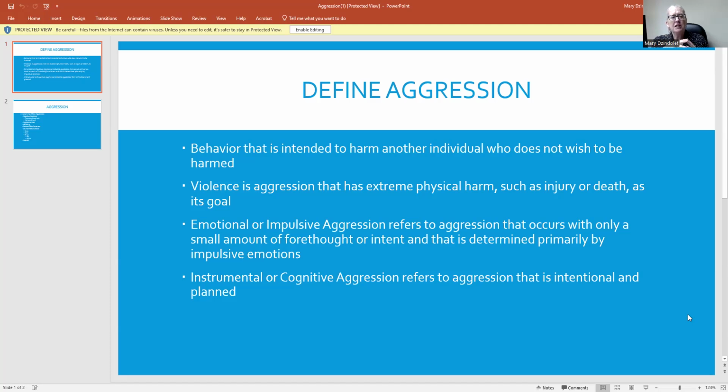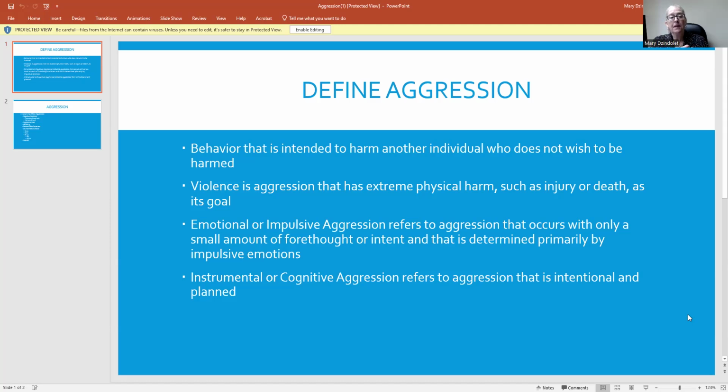There's aggression that's more impulsive, that you didn't think it through, you just out of emotion acted this way. Sometimes it's called emotional aggression, sometimes it's called impulsive aggression. This is aggression that occurs with only a small amount of forethought or intent, and it's determined primarily by impulsive emotions. So you walk in and see your husband sleeping with your best friend, and I don't know, you blow them away. That's violence, but it's emotional aggression or impulsive aggression.